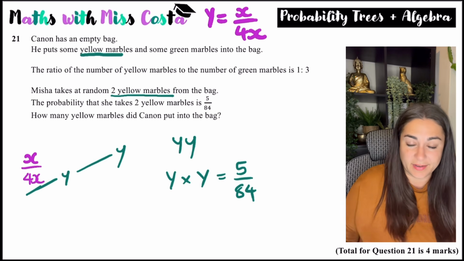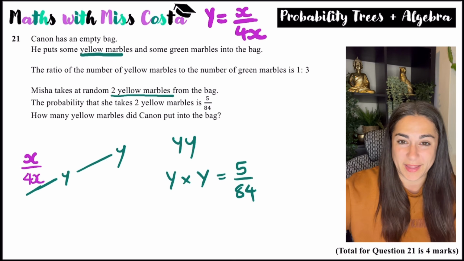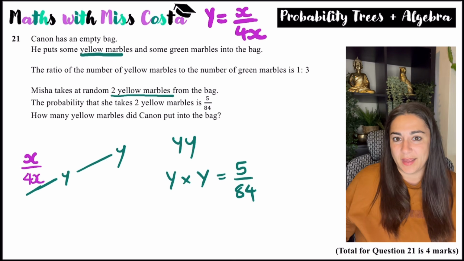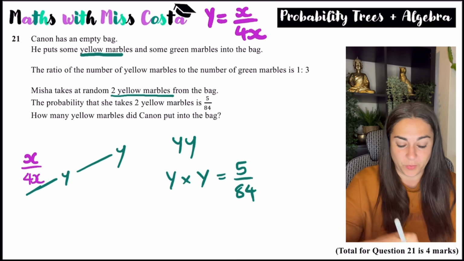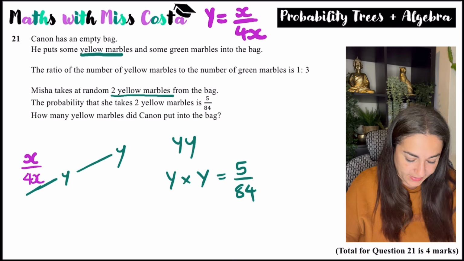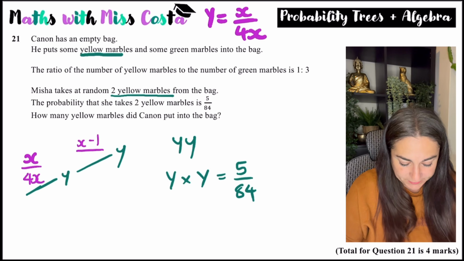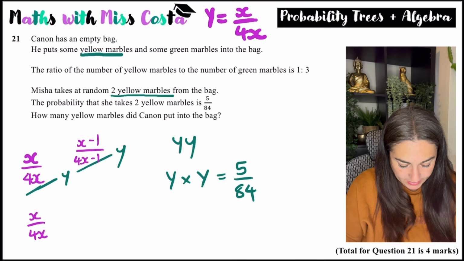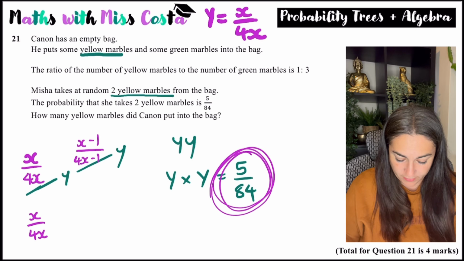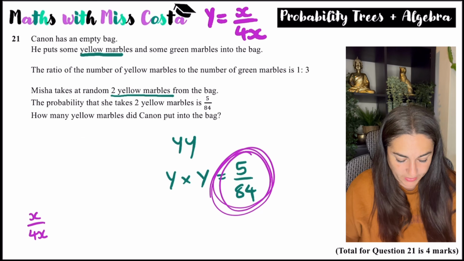But it doesn't say that Misha is replacing the marble and putting it back into the bag. So that means that once she takes the first one out, there's one less yellow marble in the bag, and also one less marble in general in the bag. So whatever your algebraic expression is, it would need to be one less for the numerator and one less for the denominator. And you know that when you multiply these two expressions, the end result is going to be 5/84. So let's actually have a go at doing that.